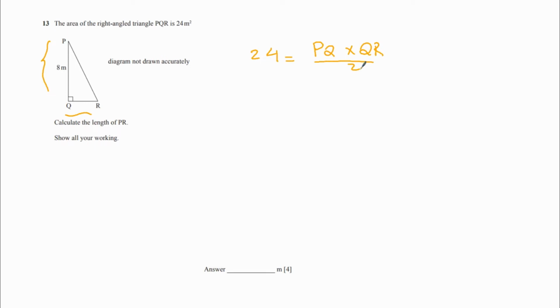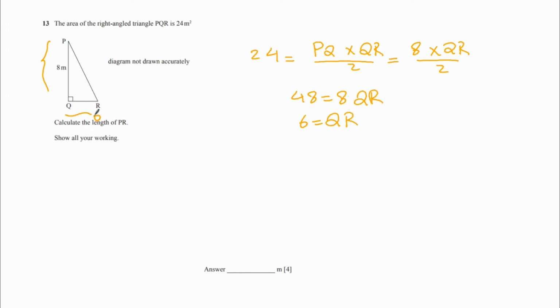And we know that PQ equals 8, so that would be 8 times QR divided by 2. Times both sides by 2 would be 48 equals 8 QR. Divide by 8 would be 6 equals QR. So in this way, we can find out that QR equals 6.